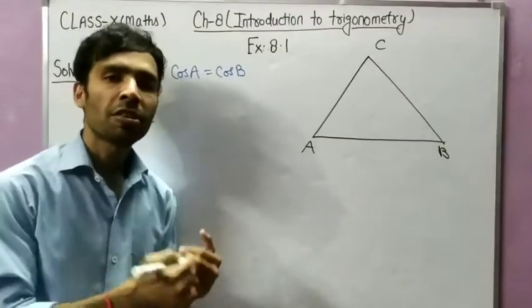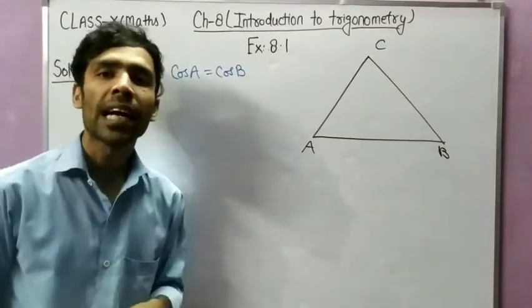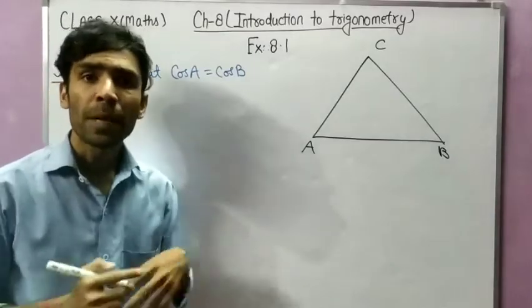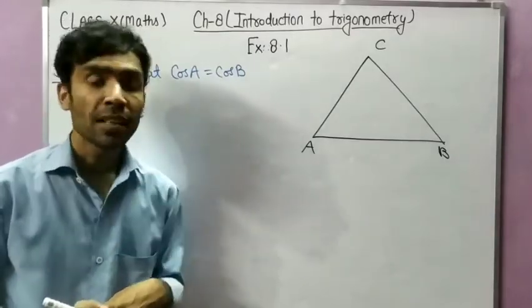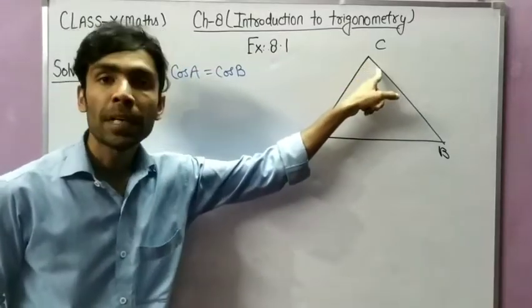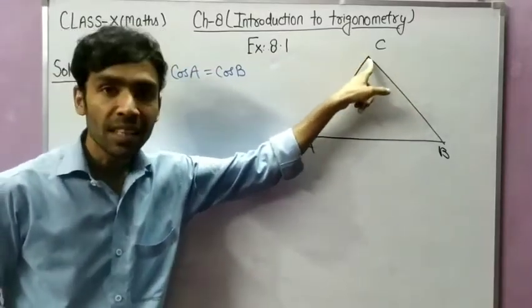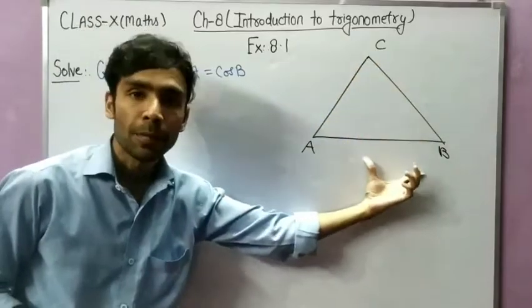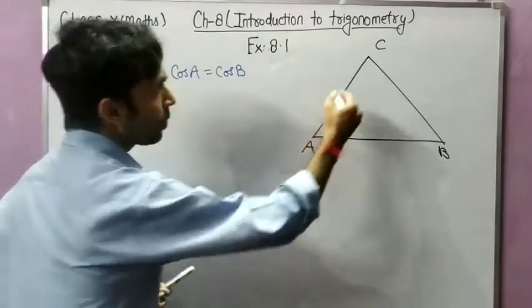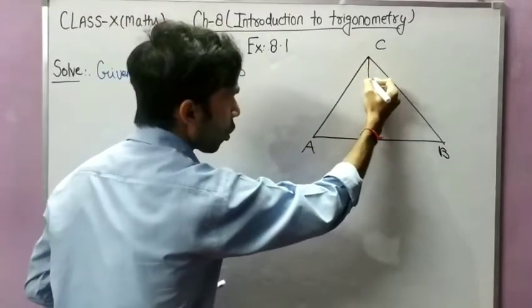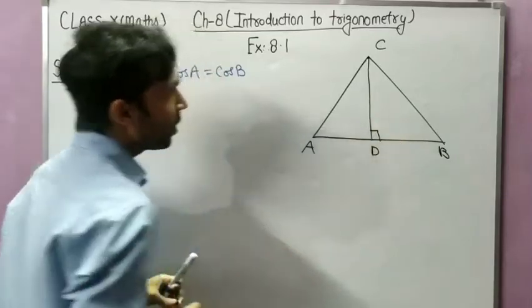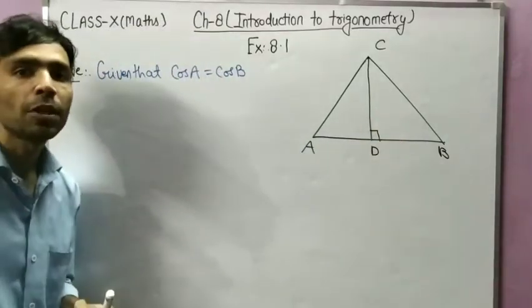We all know that trigonometric ratios are applied only in a right angle triangle. So we will draw a perpendicular on AB, from point C. In this triangle we will do a construction: draw CD perpendicular to AB.